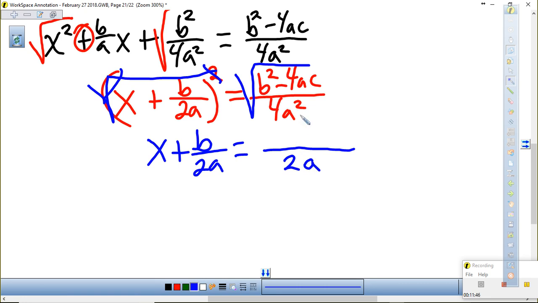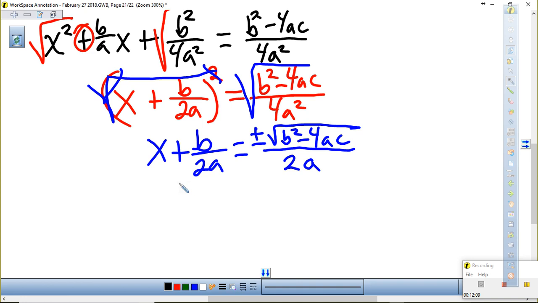A. Question. Can I take the square root of a negative number? No. That means I can't take the square root of the numerator. So therefore, since I took the square root here, I need to write plus minus, right? And then square root, what's left inside? b squared minus 4ac.